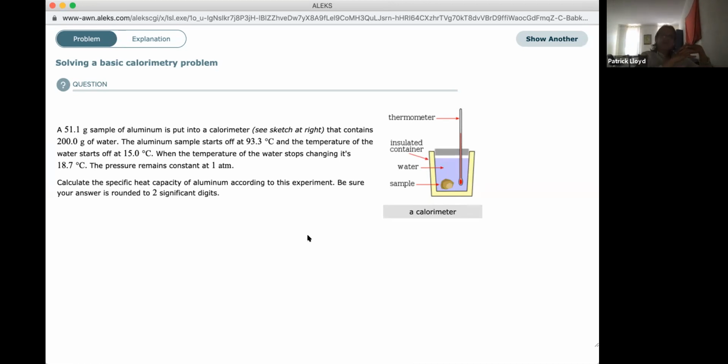Now, this is an interesting problem because there are 2 materials that we're concerned with. The first one is the aluminum, and that's what we're trying to find the specific heat capacity for, right? The other one is the water. In fact, a lot of the information is about the water, right? It tells you the mass of the water, 200 grams. It tells you the temperature of the water at 15, and then it tells you the final temperature of the water, which is 18.7. But it also gives you the initial temperature of the aluminum.